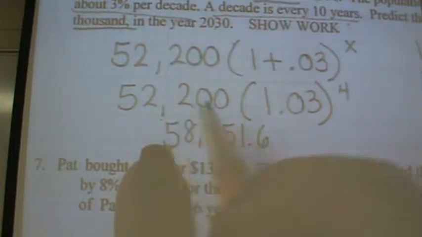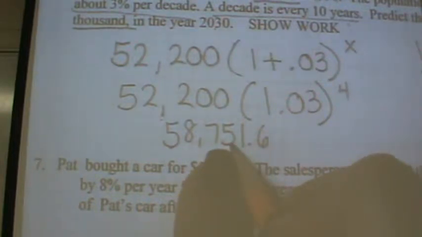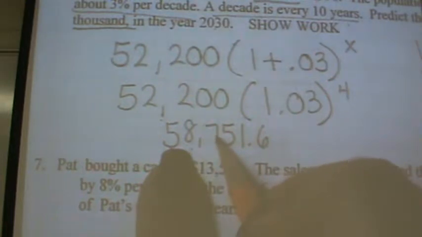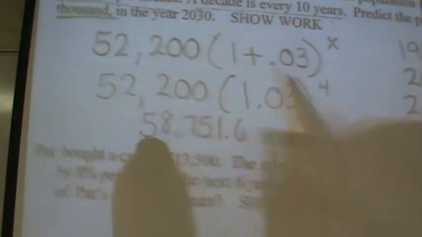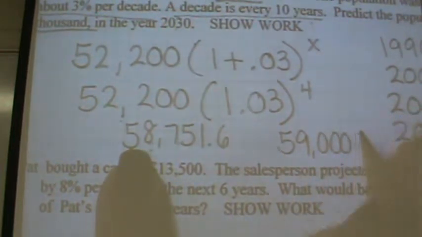Let's go back. What's this spot right here? That's the ones. That's the tens. That's the hundreds. That's the 1,000. So if I want to round to the nearest 1,000, I look at this number, and it says to do what with this 8? Bump it up to 1. So 59,000 is the correct answer.